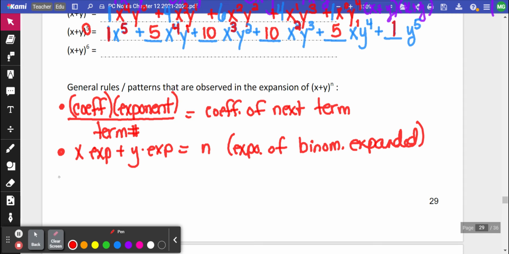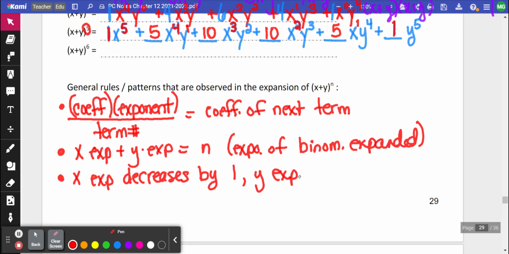Okay, something that we talked about too was that the x exponent decreases by 1 with each successive term, and the y exponent, or the second term's exponent, increases by 1.